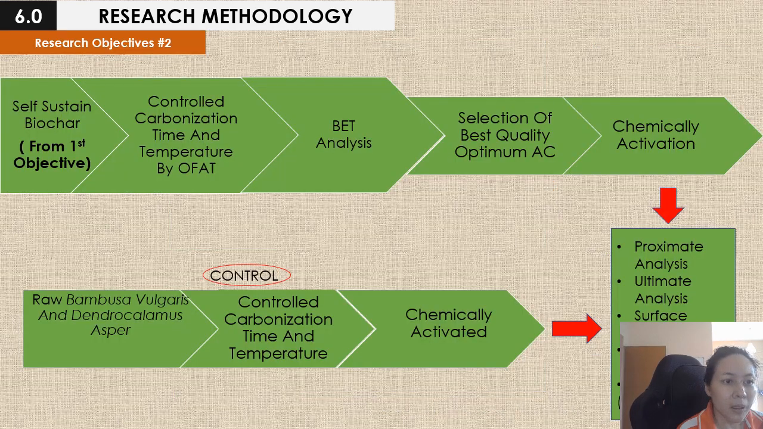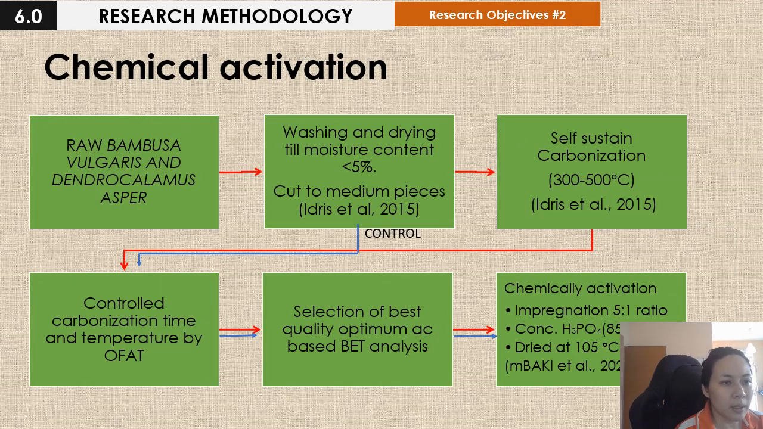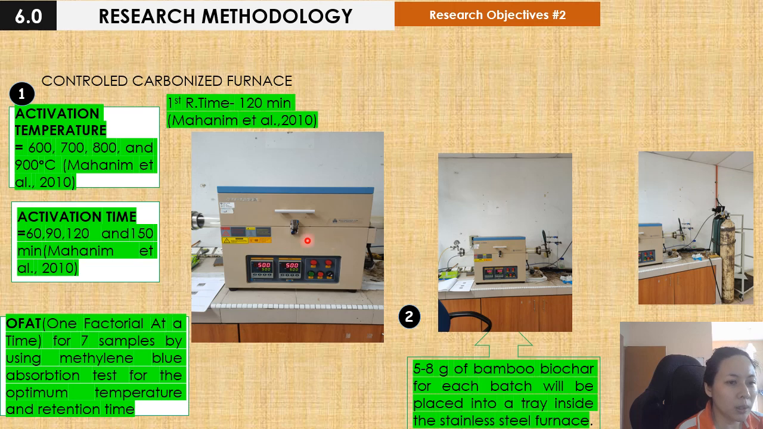And this is my second objective. So the second objective is for me to choose the best one for the best activated carbon from objective number 1, and to optimize it. Okay, and we select it by BET analysis, surface area and volume. And for chemical activation, we use phosphoric acid at a 5:1 ratio, and then we carbonize it using this split tube quartz pyrolyzer, okay, using nitrogen gas.